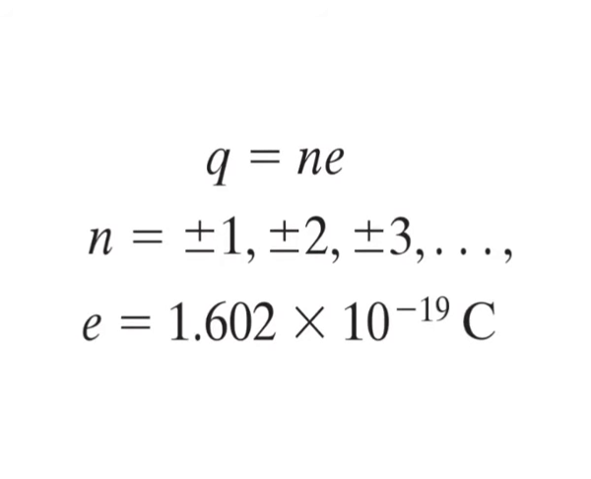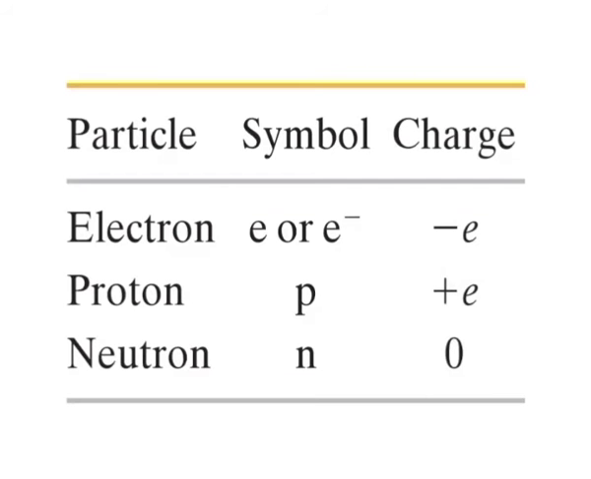Any positive or negative charge q that can be detected can be written as q equals n e, where n can be plus or minus 1, plus or minus 2, plus or minus 3, and so on. Here e is the elementary charge, which has the approximate value of 1.602 × 10^-19 coulomb. The elementary charge e is one of the important constants of nature. The electron and proton both have a charge of magnitude e.